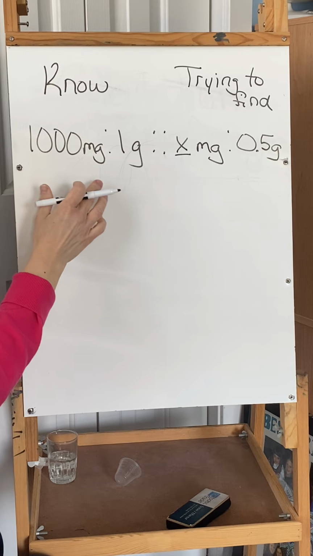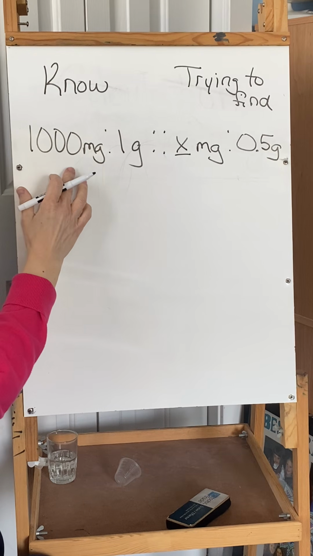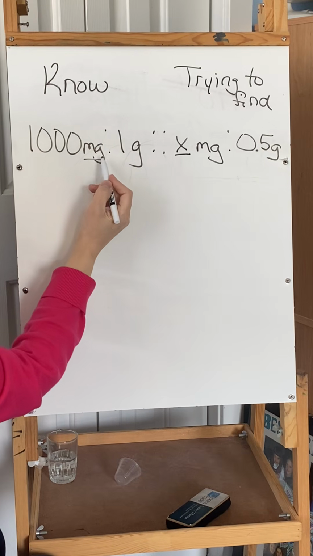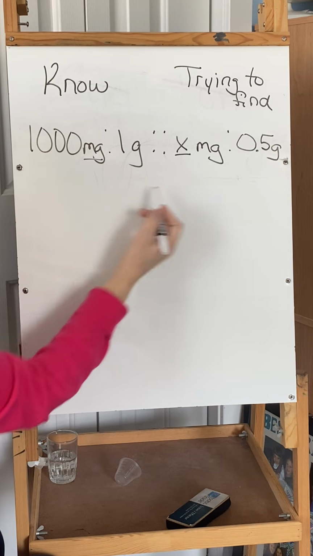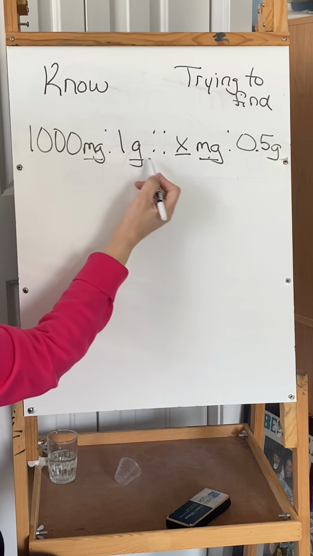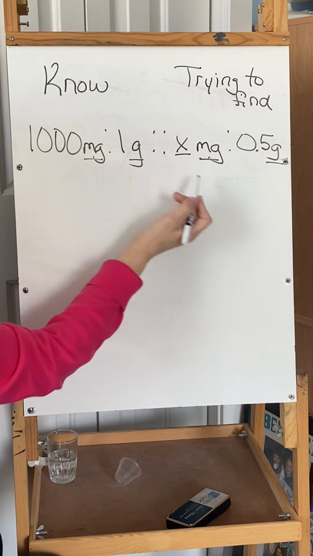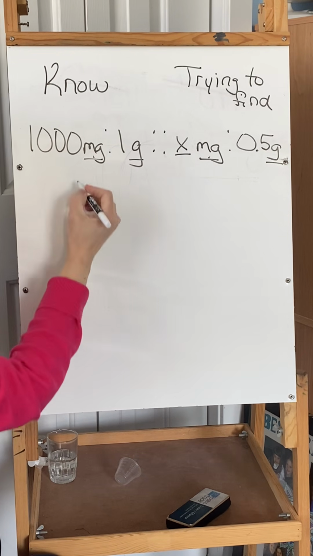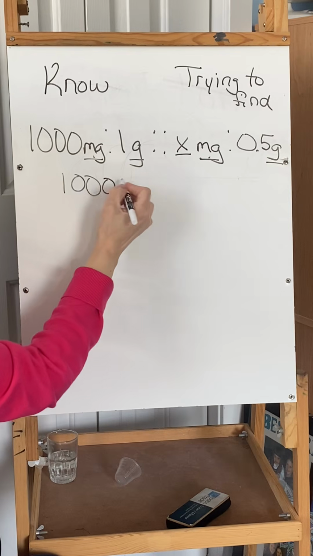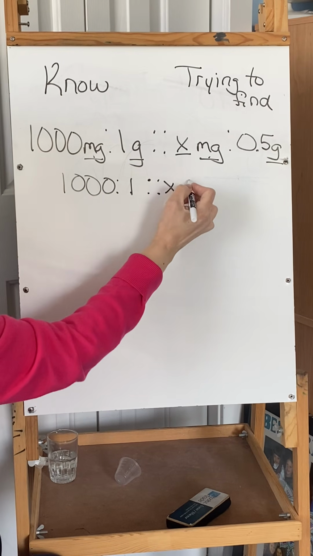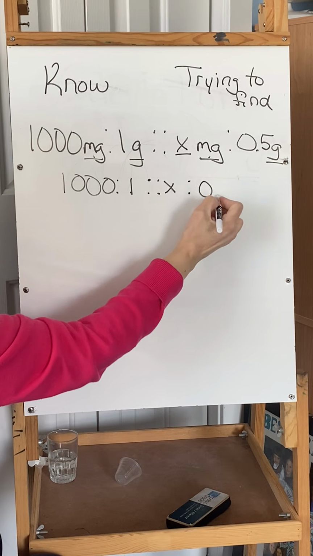All right, as with all of our proportions, first thing, make sure it's milligrams first on the left side, milligrams first on the right side. Grams are second, grams are second. They have to be the same order. Then you can get rid of them, make it easier to see. 1,000 is to 1, just as X is to 0.5.